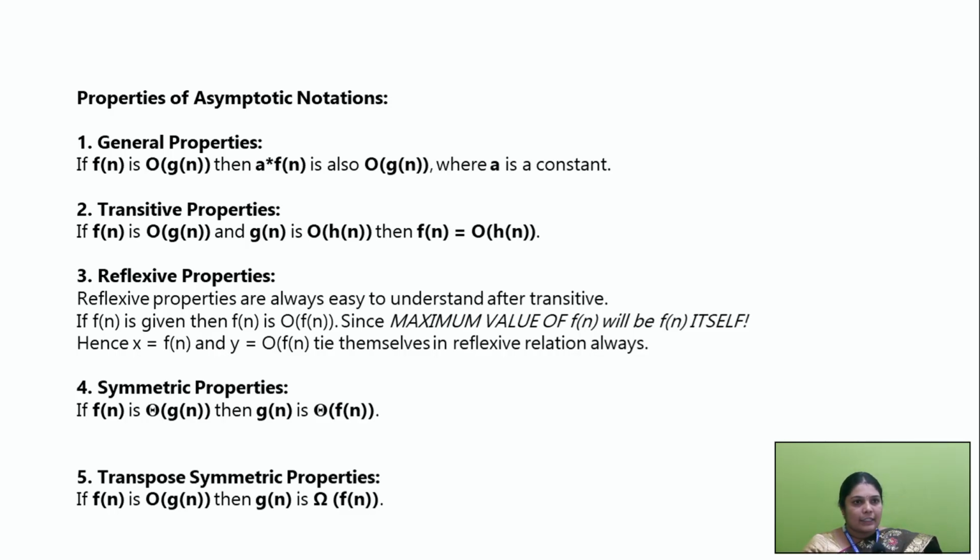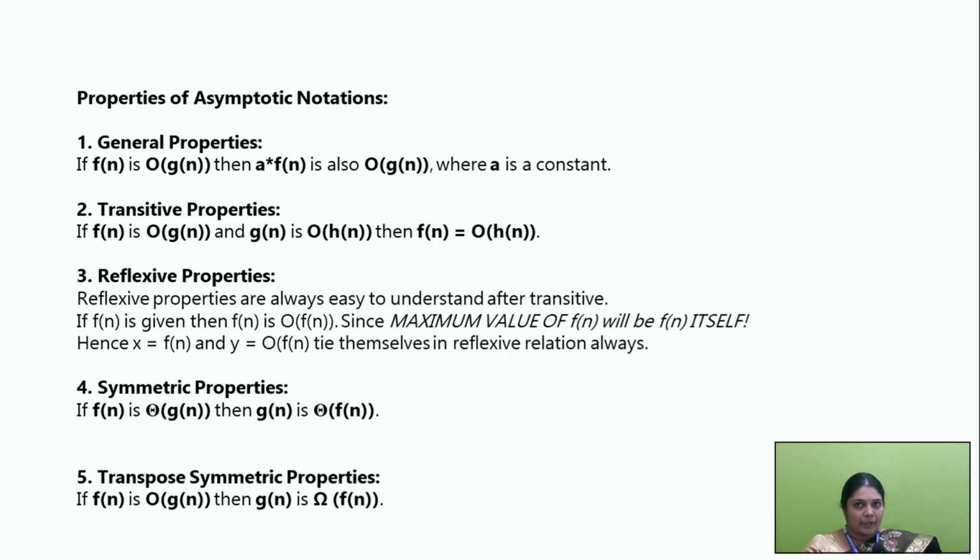Next one is transitive property. Here, f of n is O of g of n, and g of n is O of h of n, then f of n is O of h of n. This is the transitive property. Next, third one is reflexive property. Here we are using the maximum value of g of n and f of n. It is the reflexive property. Next, fourth one is symmetric property. Here we are using both f of n and g of n. This is the symmetric property. Next, transpose symmetric property.